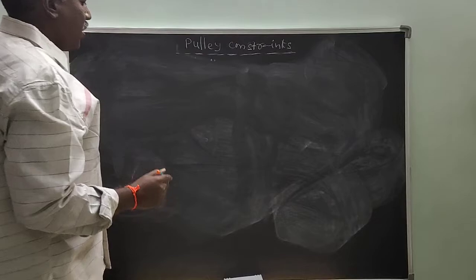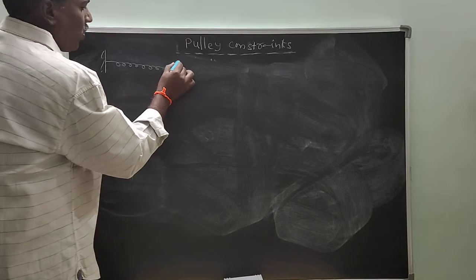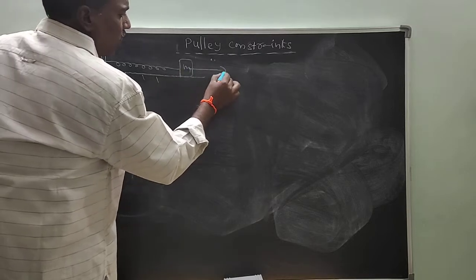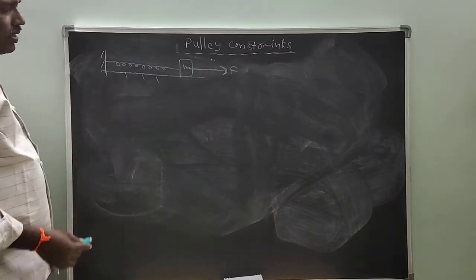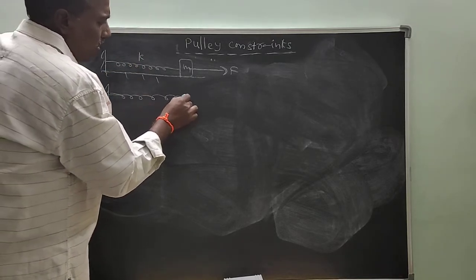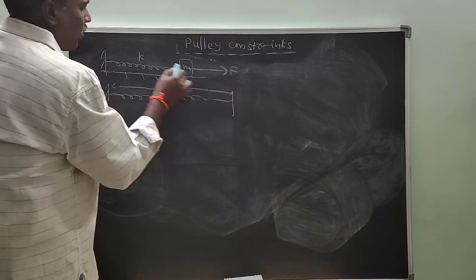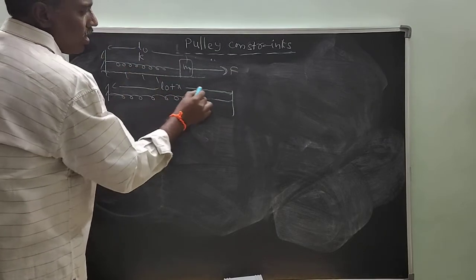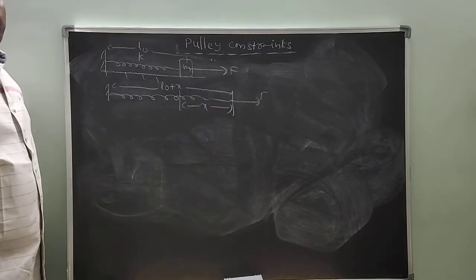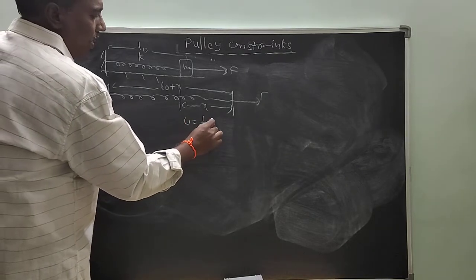What is the tension method? Suppose it is a spring. When a block of mass m is attached to the spring, a force F is applied. When force F is applied, the spring constant is K. When it elongates by an amount, this is L0, and this is L0 plus X. That means it is elongated by an amount X. What is the energy stored in the spring? Energy stored is half kx square.